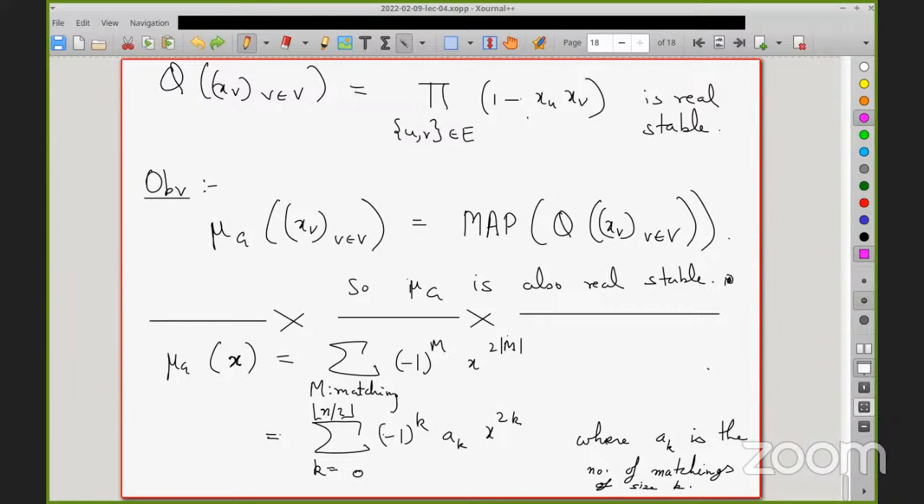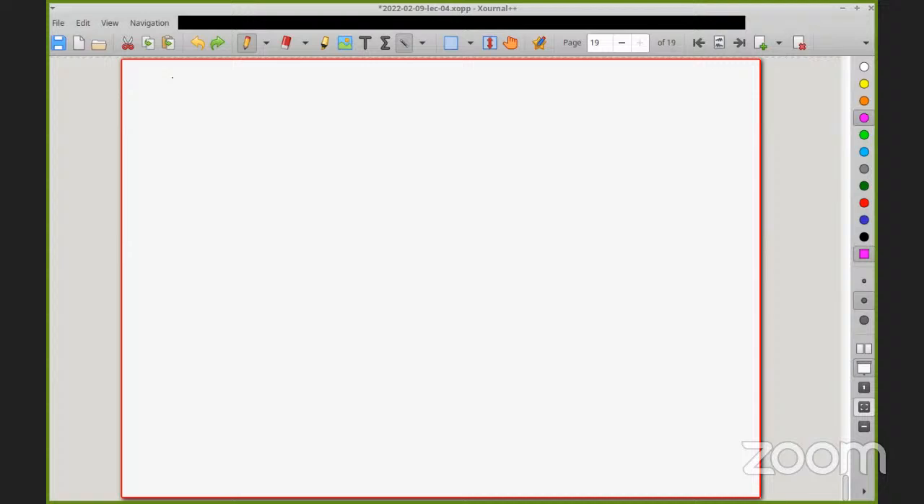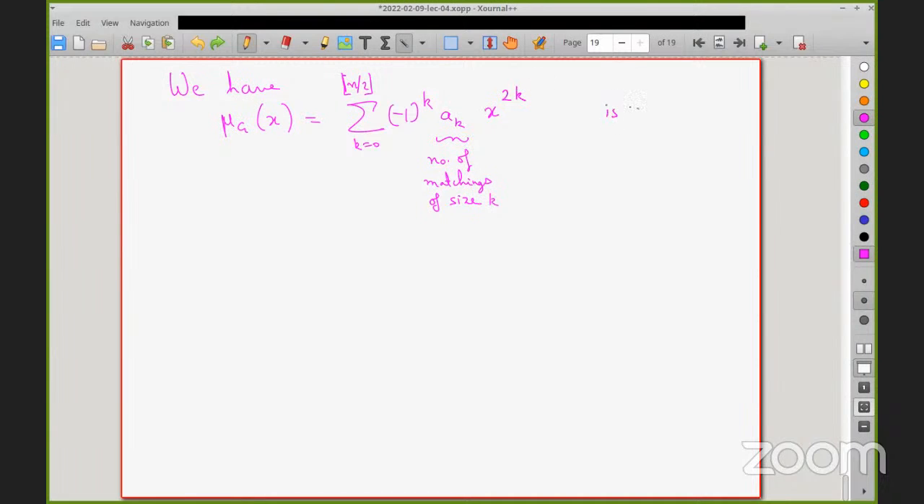So the point is that we have mu_G(x), which is equal to the summation over k from 0 to n/2, where k is the size of matchings, of (-1)^k a_k x^(2k). So a_k is the number of matchings of size k. And this is real rooted.